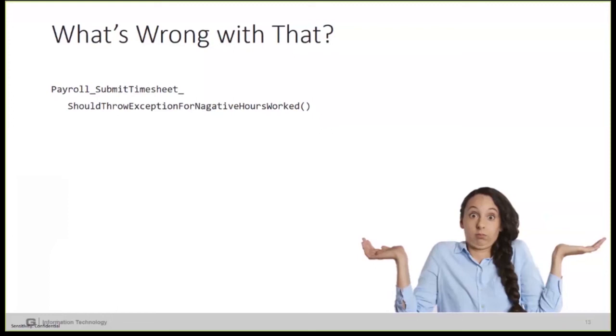Payroll, submit timesheet, should throw exception for negative hours worked. Is that good? It's not specific enough. It should be like, when you submit timesheet with negative hours, or something like that. So they've got the should first when it should be second, and third, they've run it all together, right? So what should this be? Want to take a stab at it? When hours worked is negative, should throw exception.